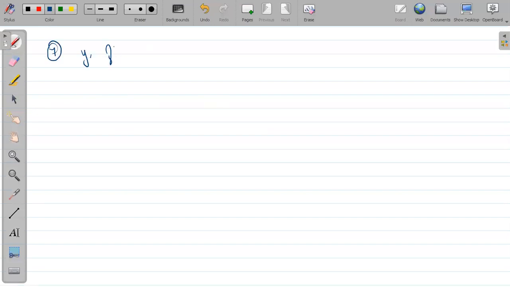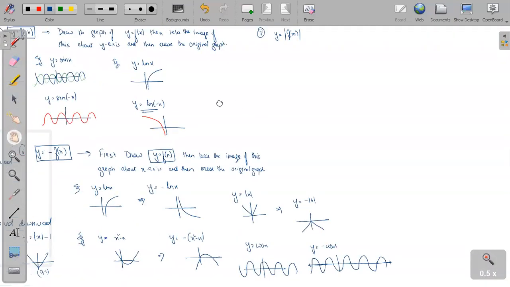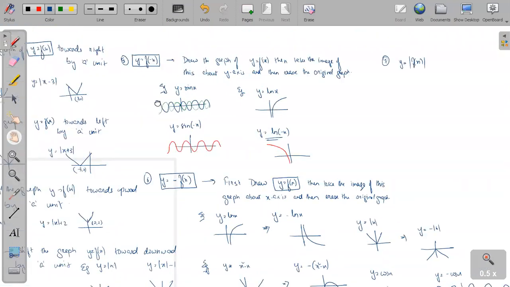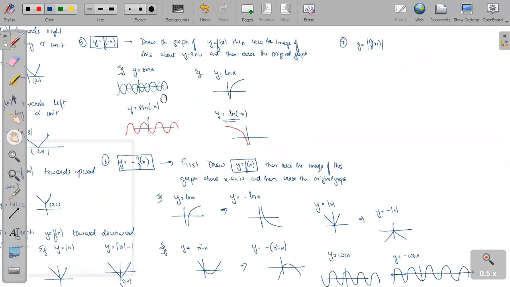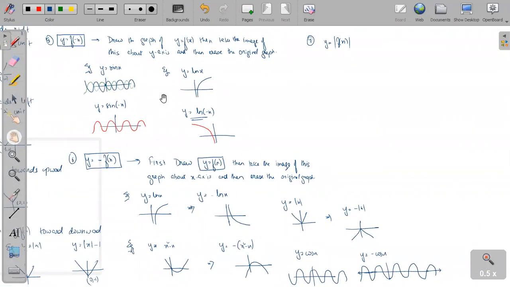y equal to mod of f of x. Actually, you have drawn it several times, but let's discuss it nicely in a broader version. So you want to write first? Okay, write it first. Because while writing, you may get some doubts, and those doubts should be clarified.